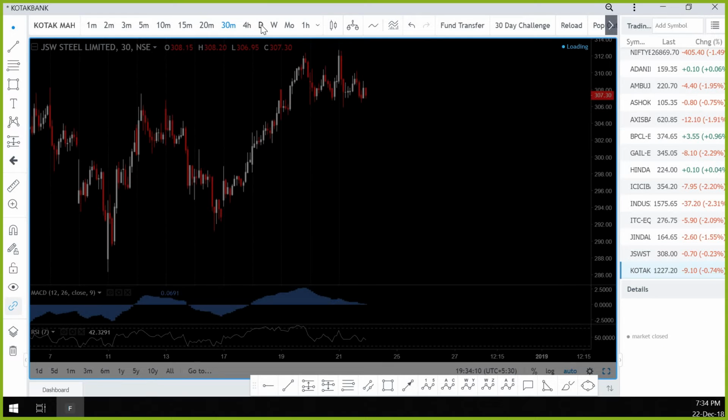Kotak Bank, news volatile, something like that. This hourly time frame is having some issue with the broker. I think just wait one second, guys. I'm sorry.